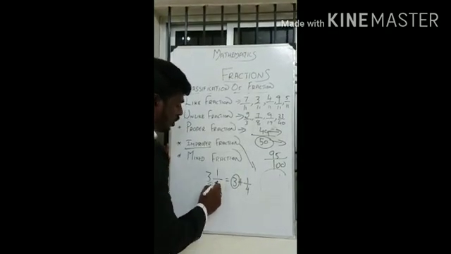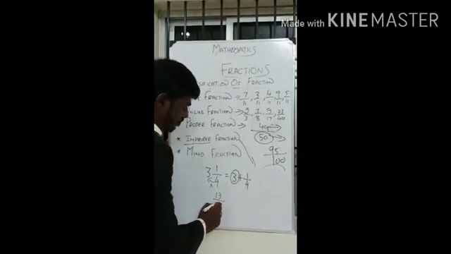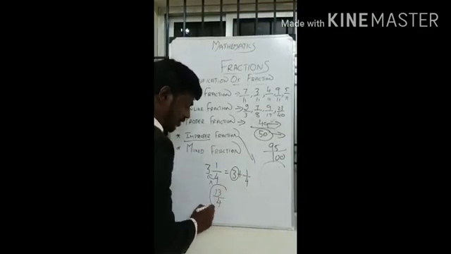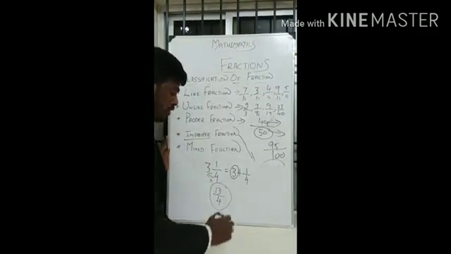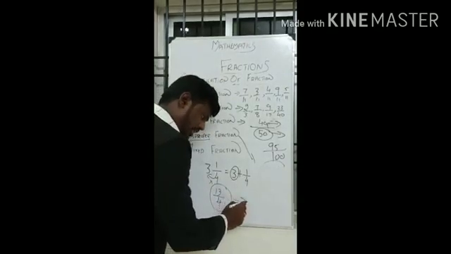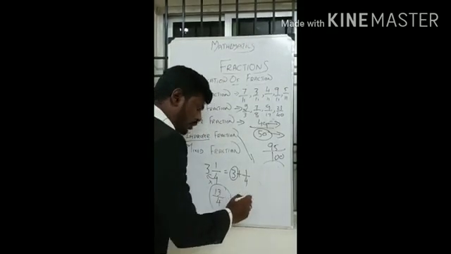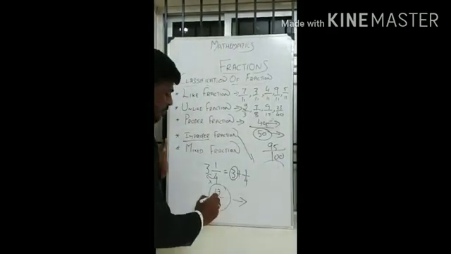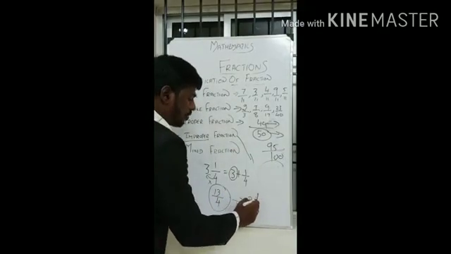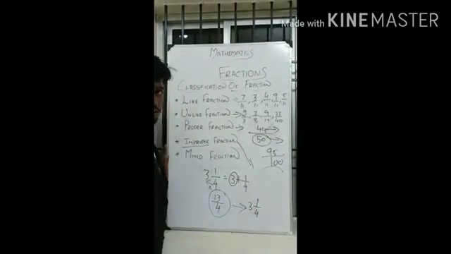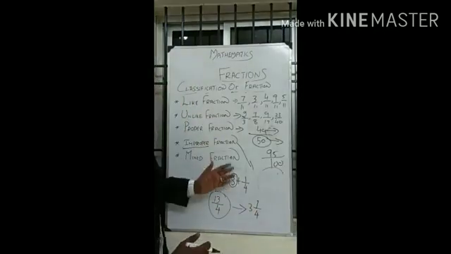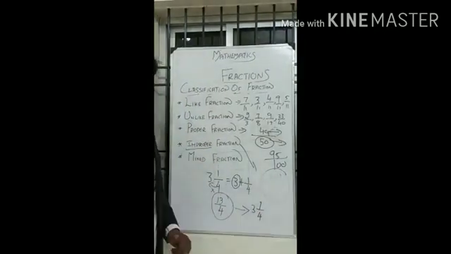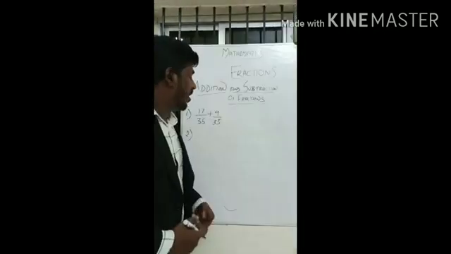4 3s are 12. 12 plus 1, 13 by 4. And you will get one improper fraction. So we can change improper fraction into a mixed fraction. So 13 by 4 we can write as 3 1 by 4 in a mixed fraction. So this is the types of fractions we have seen now.